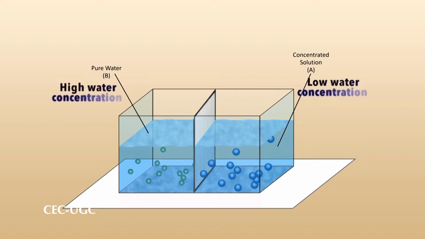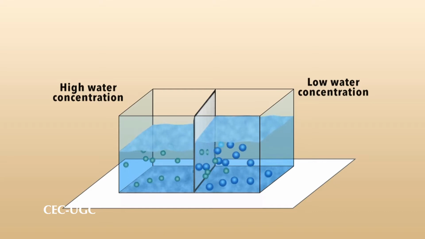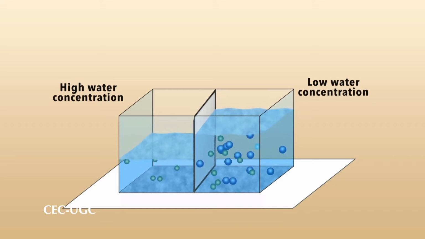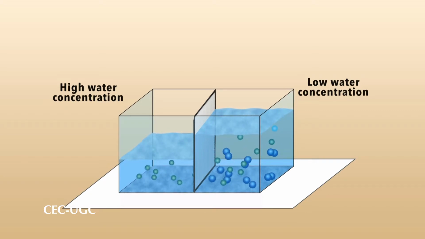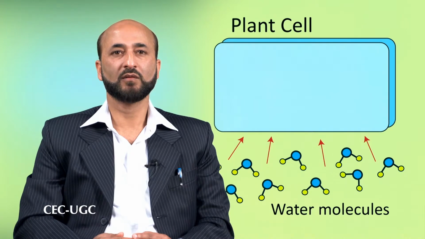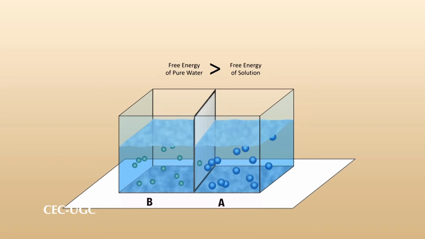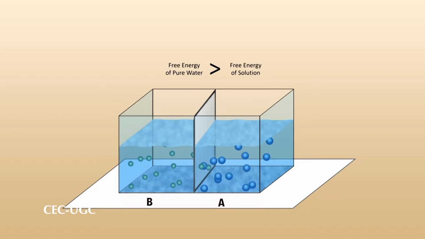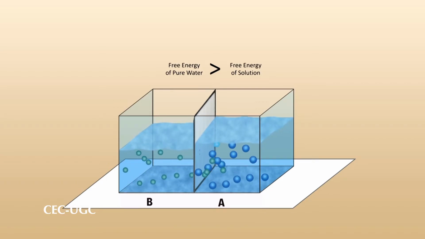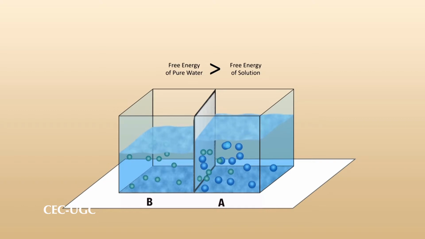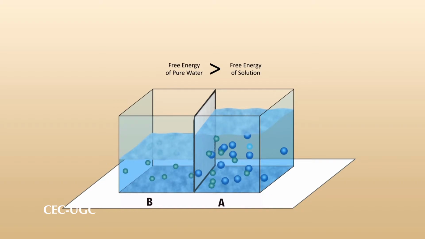This movement of water from a region of higher water concentration, pure water, to a region of lower water concentration, solution, through a selectively permeable membrane is called osmosis. The movement of water from chamber B to A will continue until equilibrium is attained, when the driving force reaches zero. This total driving force, that is sum of concentration gradient and pressure gradient, represents the free energy gradient of water.